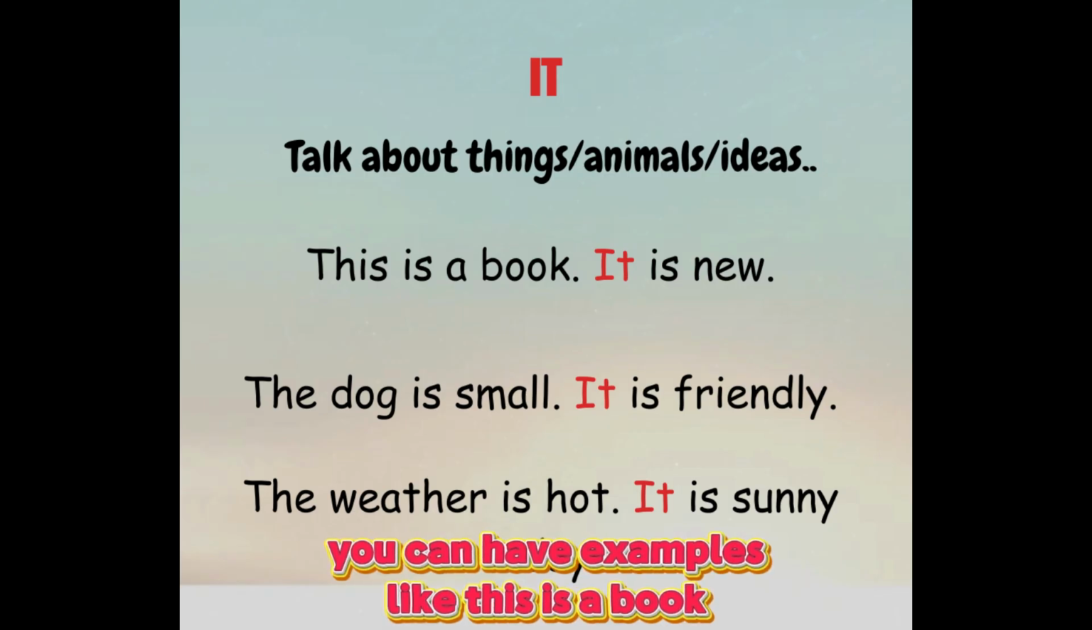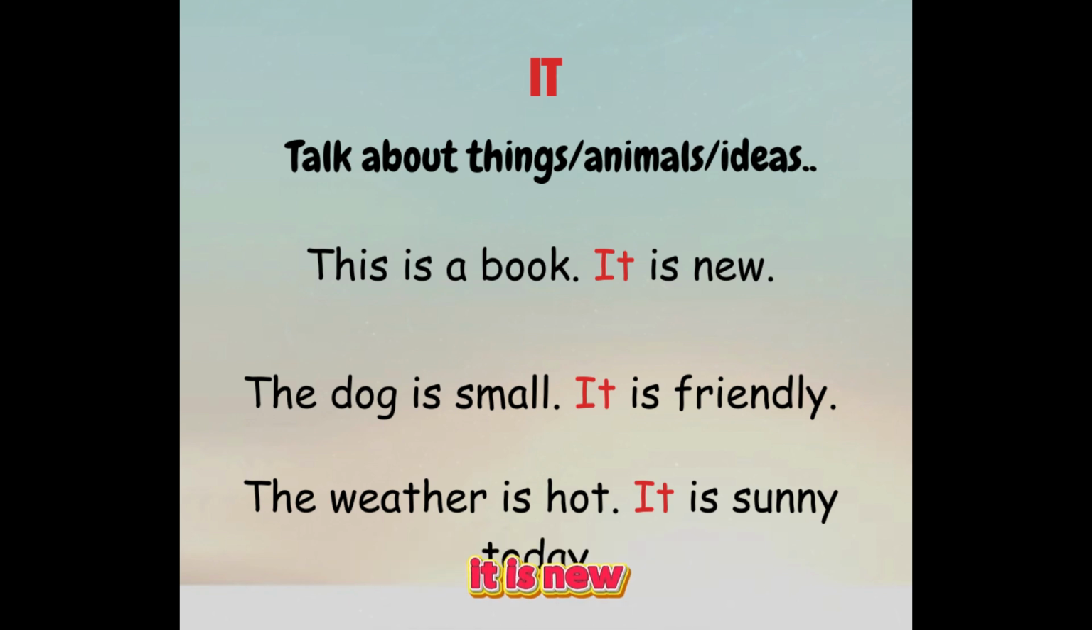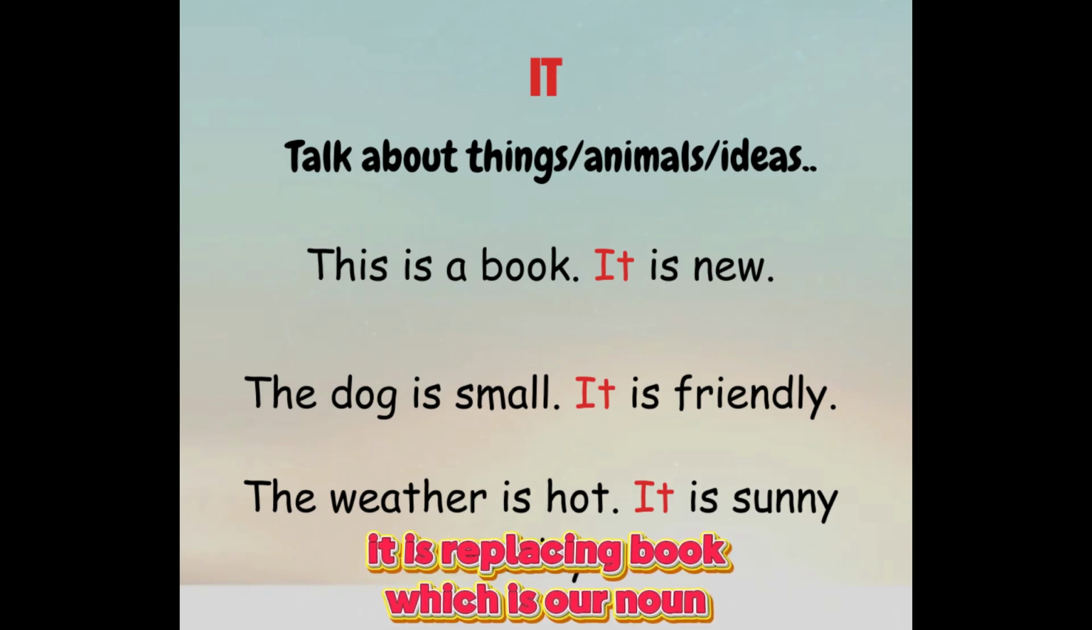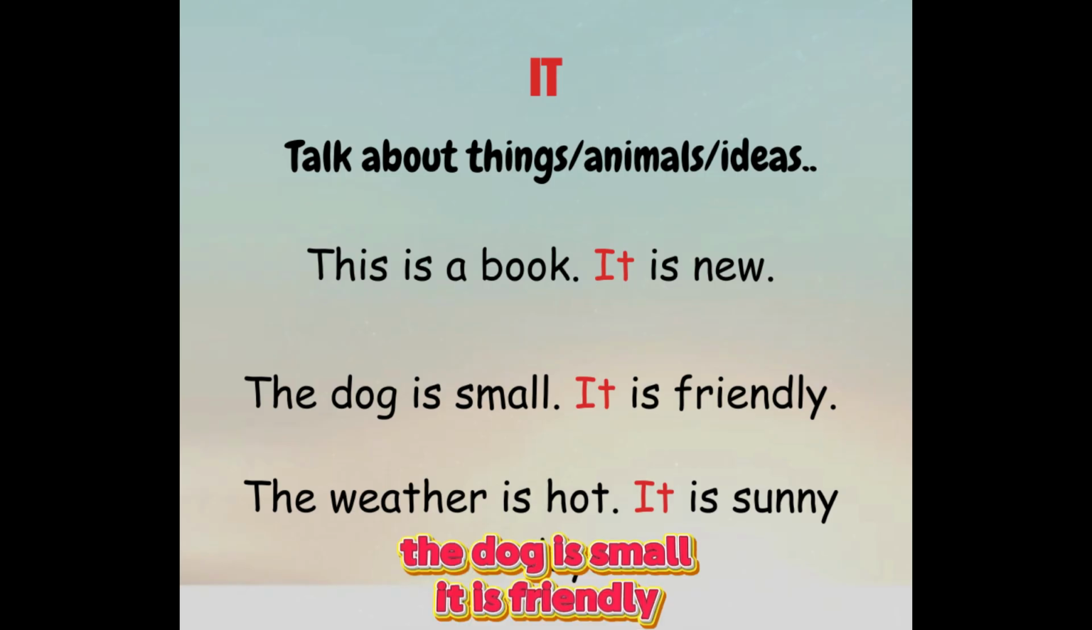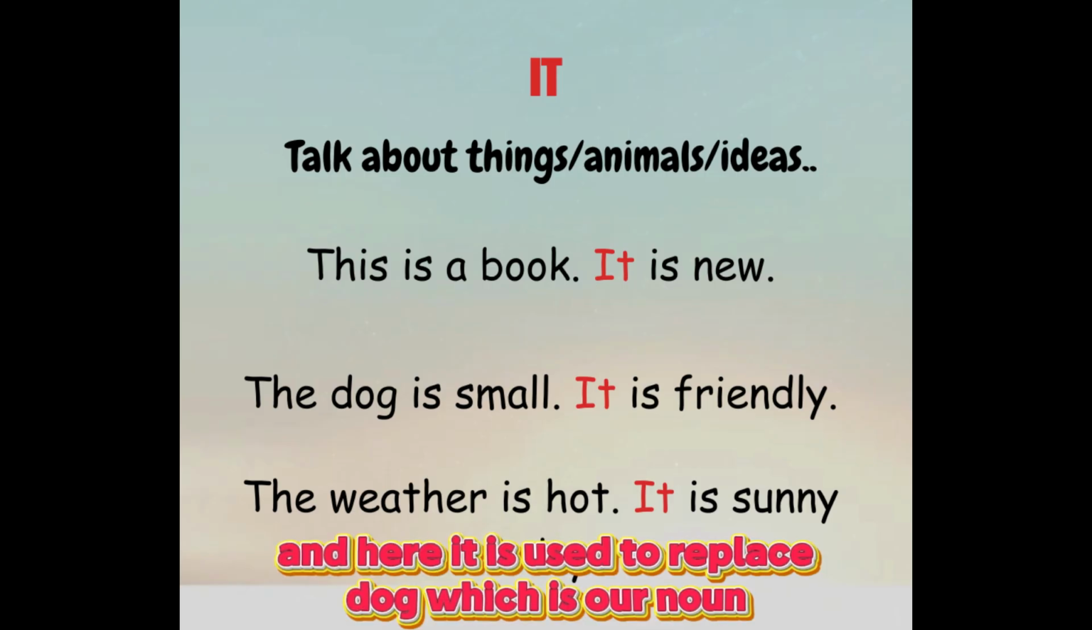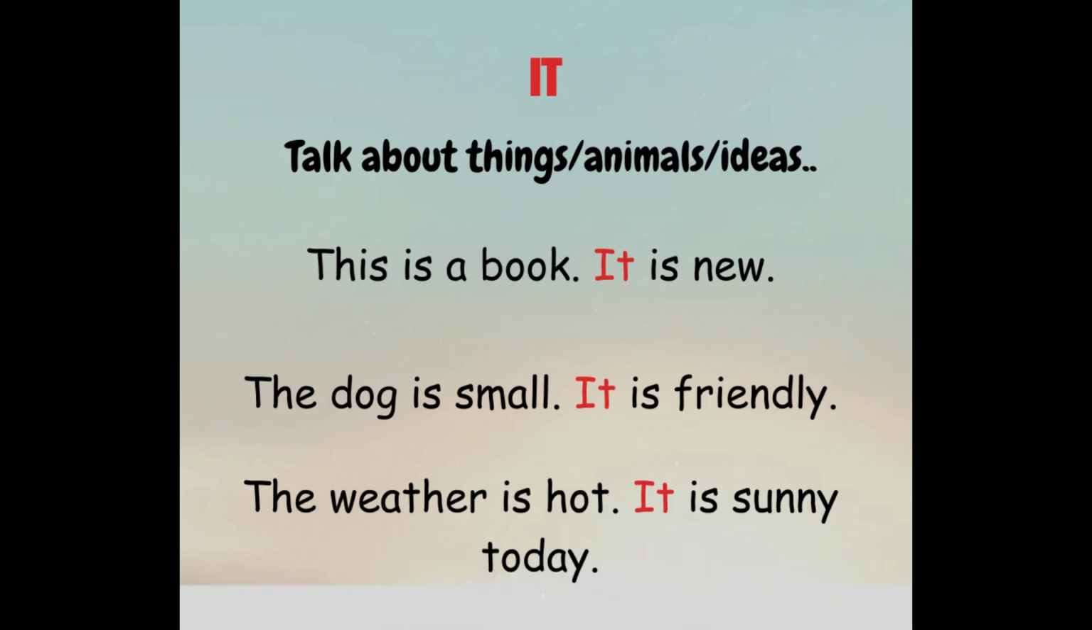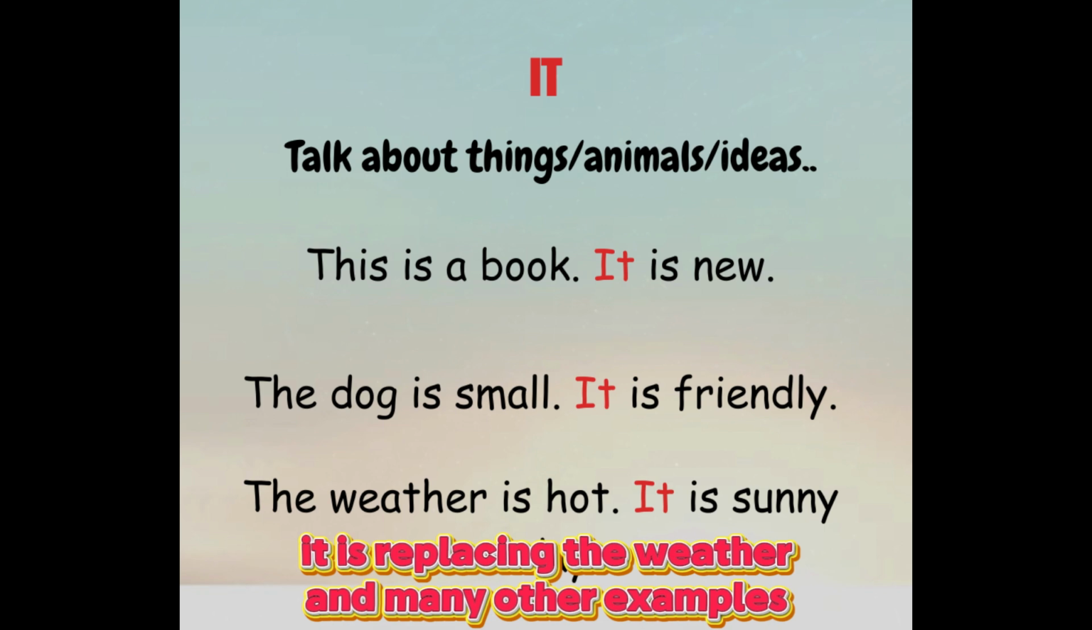You can have examples like this is a book. It is new. It is replacing book, which is our noun. The dog is small. It is friendly. And here it is used to replace dog, which is our noun. The weather is hot. It is sunny today. It is replacing the weather. And many other examples.